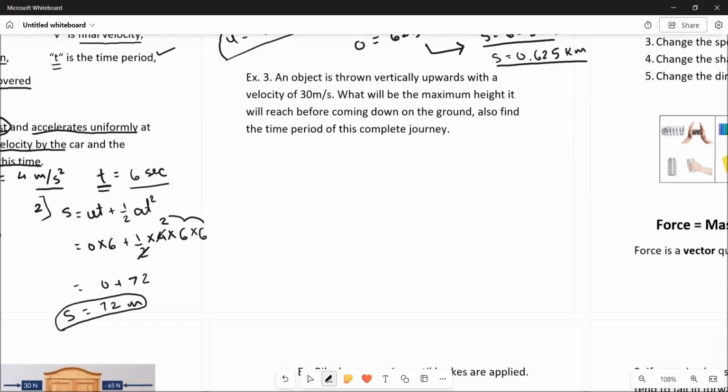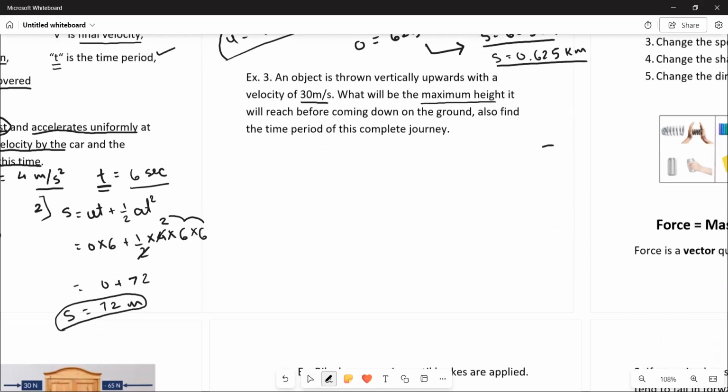It says that an object is thrown vertically upwards with a velocity of 30 meters per second. What will be the maximum height it will reach before coming down on the ground? Also find the time period of this complete journey.